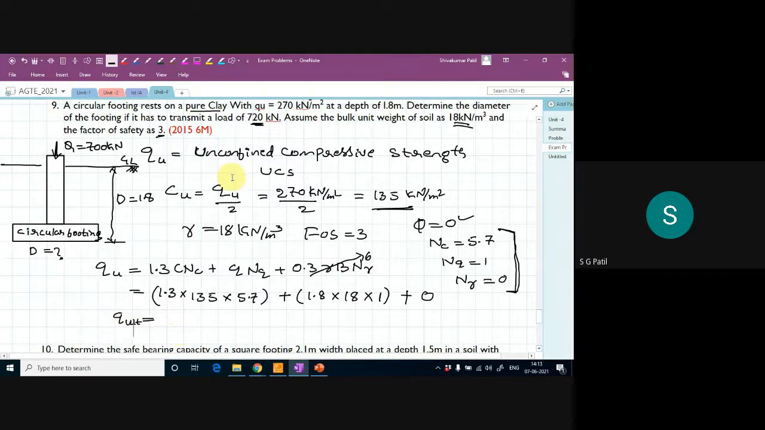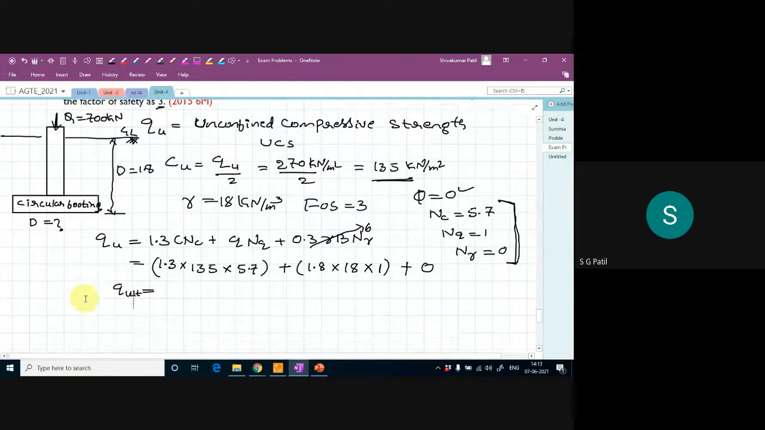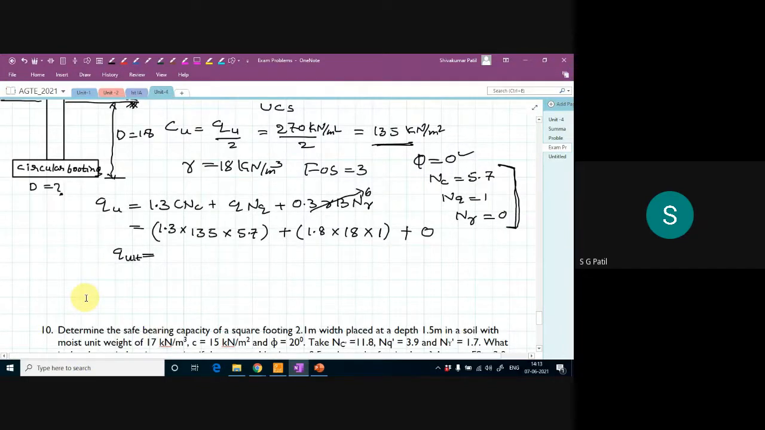How much? 1032. 1 minute, I will get some space here. How much? 1032. Very good. 1032.75 kilonewton per meter square. Okay, so what is the Q allowable? Q allowable is equal to your Q ultimate divided by the factor of safety.